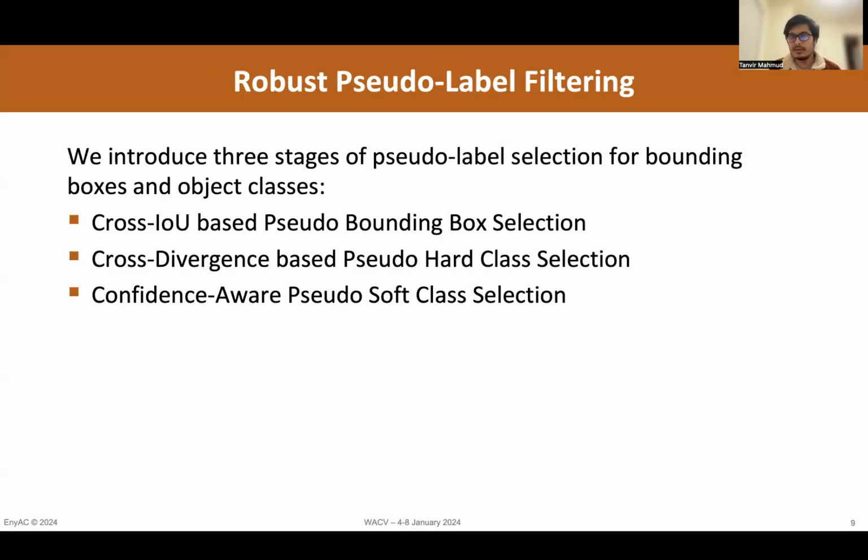And to estimate the robust pseudo label, we have three types of filtering method. One is the cross IOU based pseudo bounding box selection. Another one is cross divergence based pseudo hard class selection. And the third one is the confidence aware pseudo soft class selection.